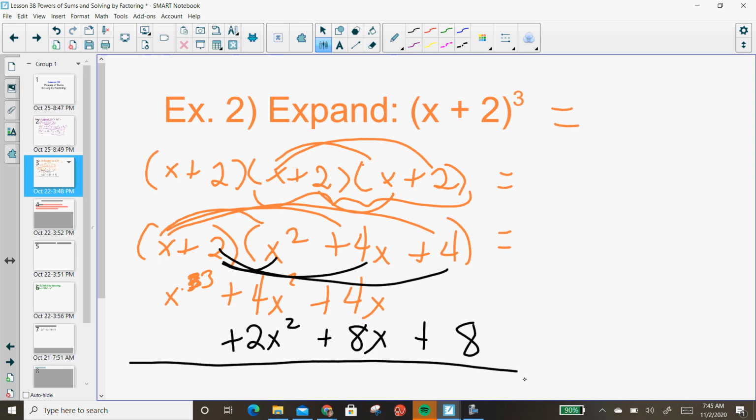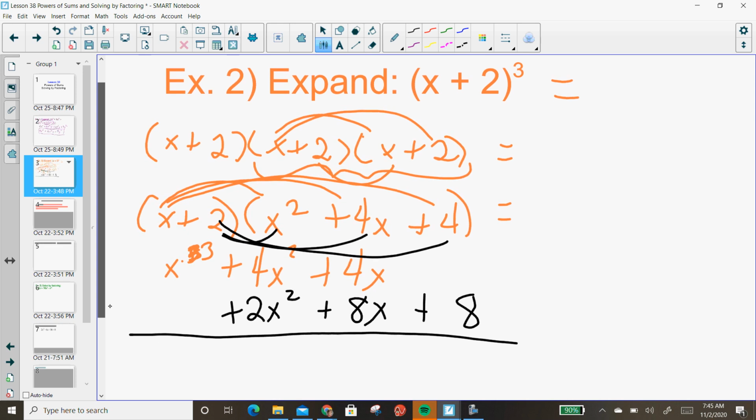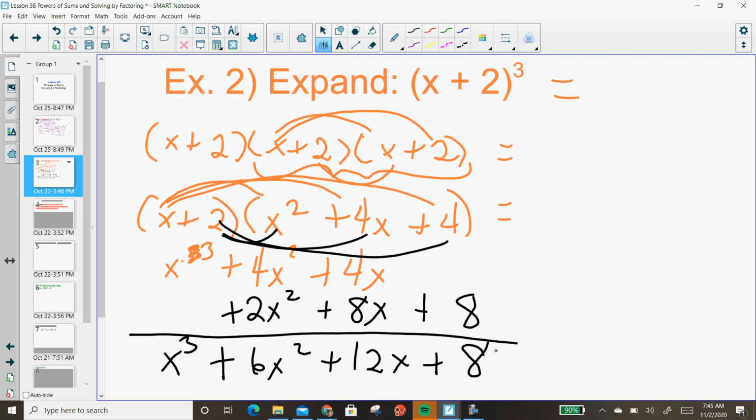Then we're going to combine those like terms. X cubed plus 6x squared plus 12x plus 8. And that is our final answer on this one. So the whole trick, powers of sums, is write out parentheses times parentheses however many times you need to, and then just start distributing.